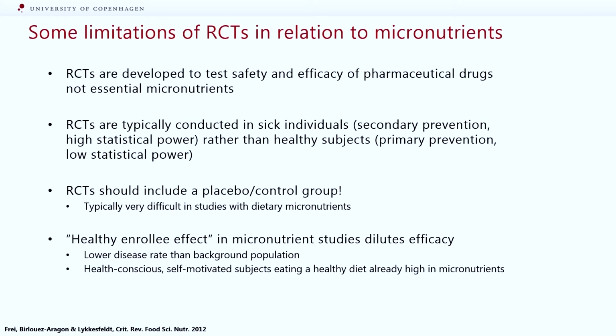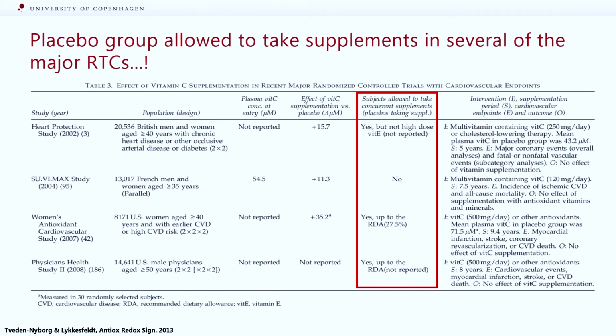Then you have the healthy enrollee effect, which is also very common in these studies. If you recruit people for a vitamin C study, you will get people that are health conscious, they exercise, they do all the right things, and that means that they usually have a high level of vitamin C. So if you don't specifically try to select people with low vitamin C status, you won't have a chance to see anything.